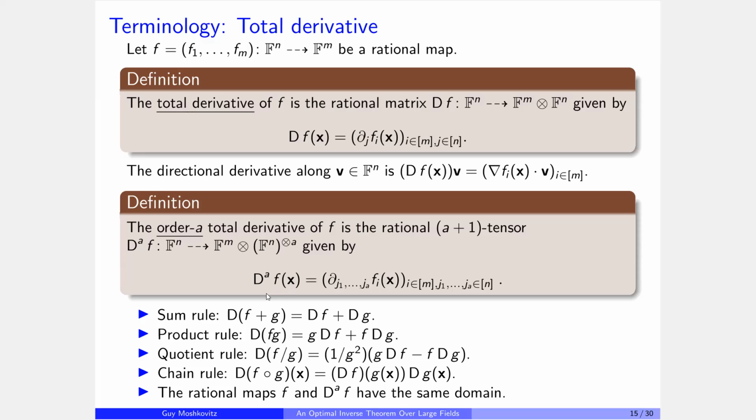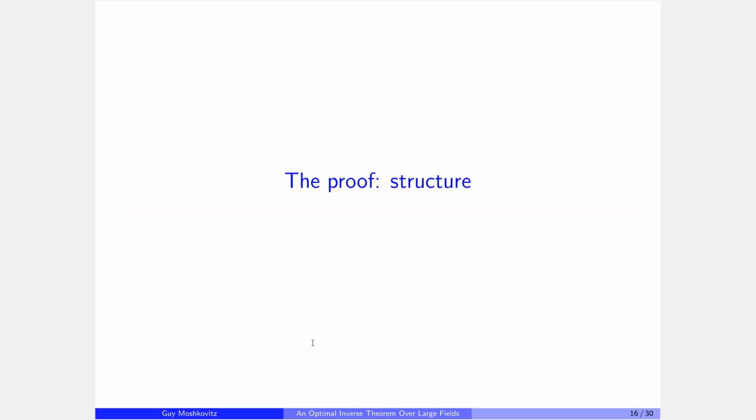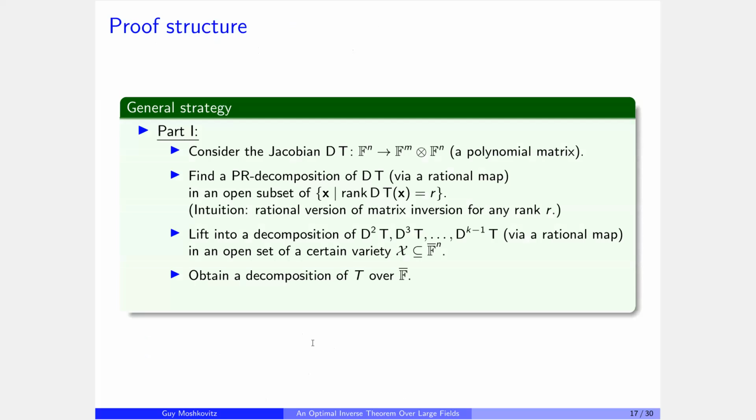So you have all the usual rules of derivatives, just extended. Maybe the first one is the only non-trivial property. The chain rule looks a bit different now. But anyway, not very interesting. Okay, we can finally talk about the structure of the proof. So the proof has two parts.